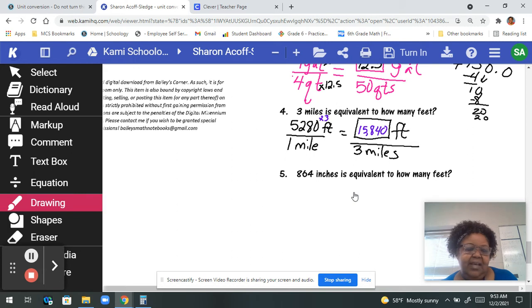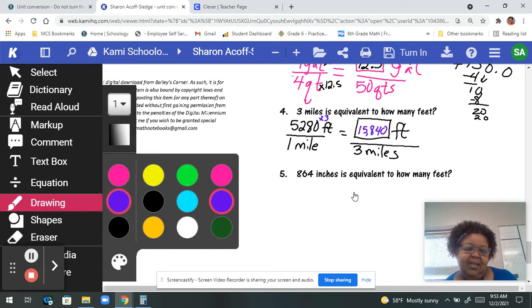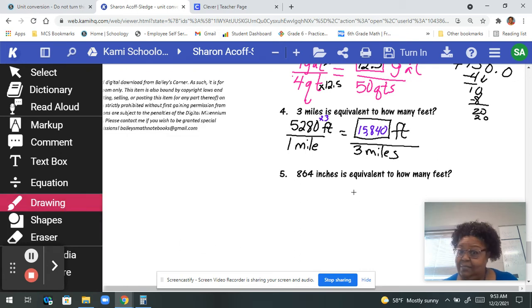864 inches is equivalent to how many feet? I think I got this one right in class. And see, we're using ratios, y'all. Ratios can be written as fractions. So we should. This is one measurement you should always keep in your head for the rest of your life. Where will you use this in real life? All the time.